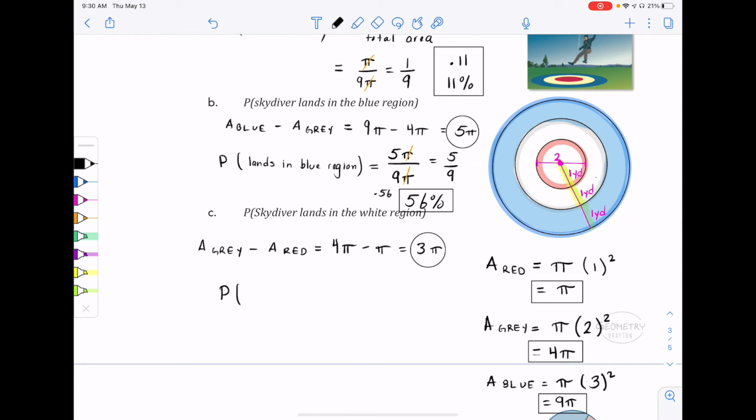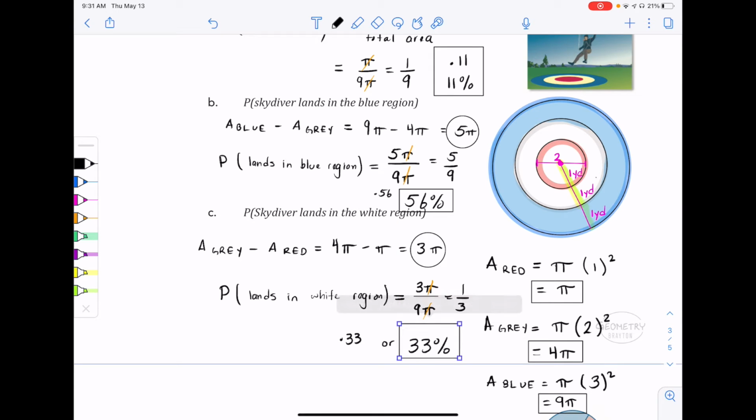The probability that the skydiver lands in the white region is equal to 3 pi over the total of 9 pi. Eliminate your values of pi. 3 divided by 9 simplifies to 1/3. So this would be 0.33 or 33%. So a 33% chance.